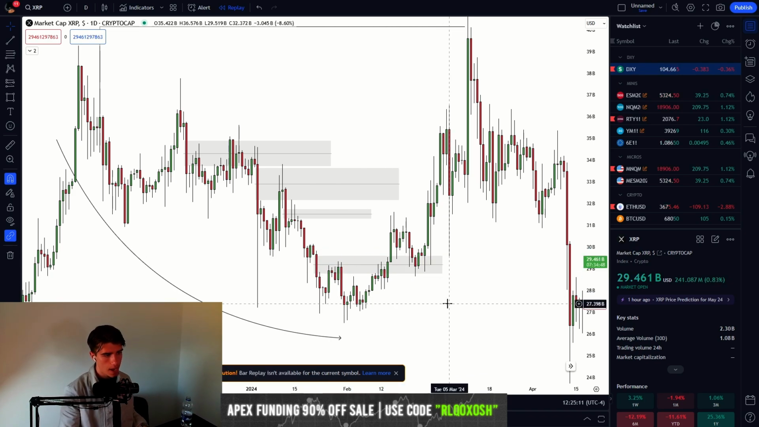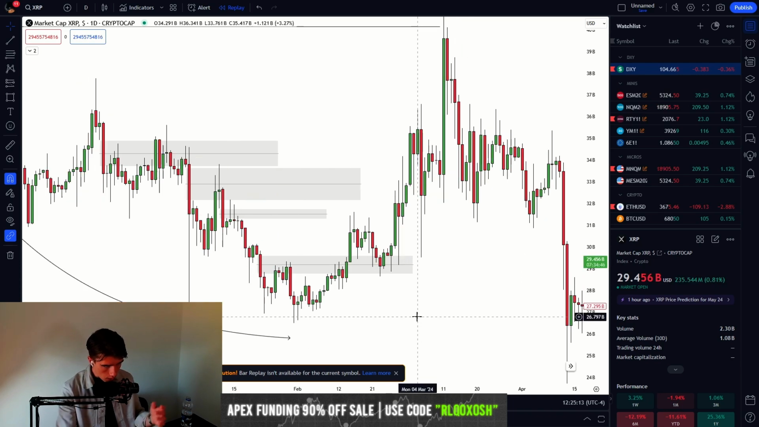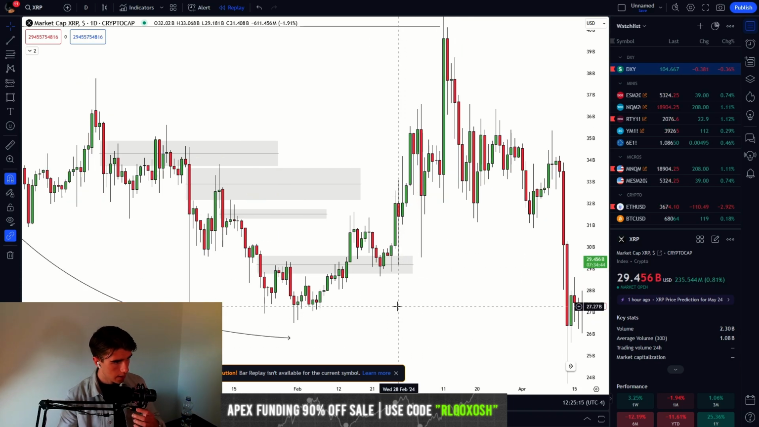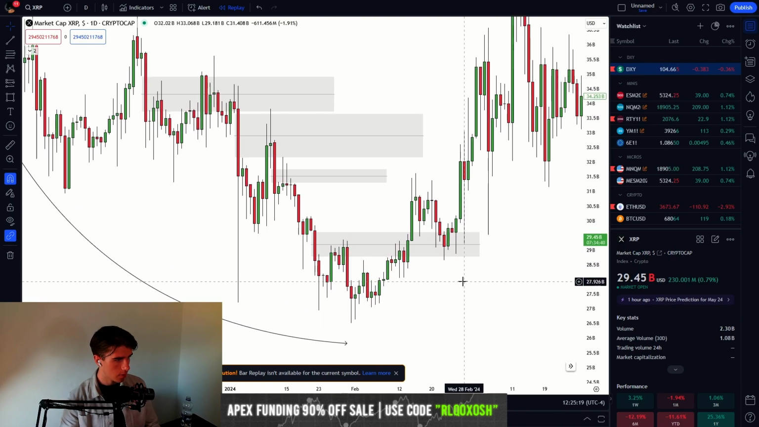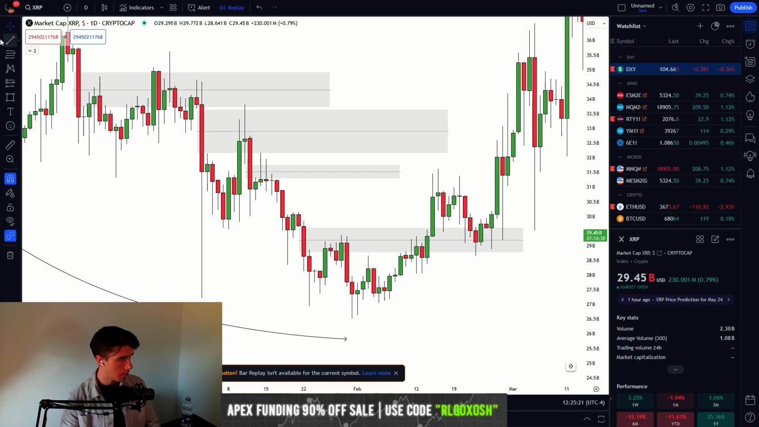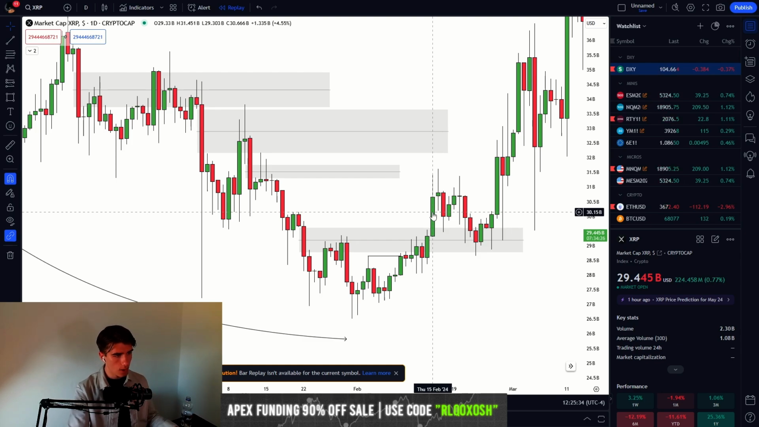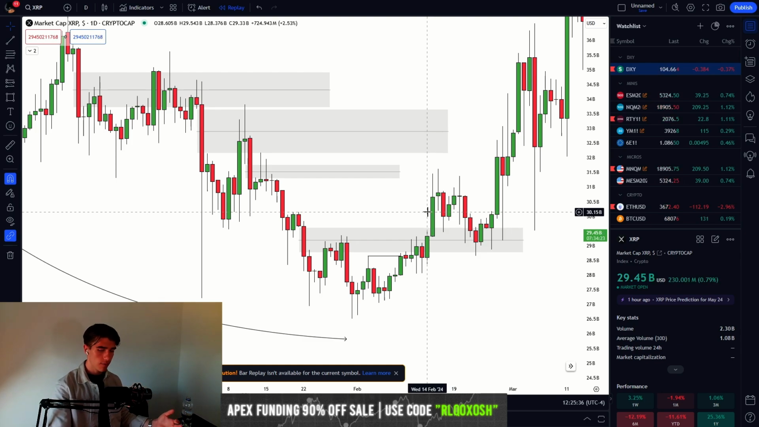And so what happens right here? We violate this imbalance, right? Am I comfortable saying, okay, I'm expecting a reversal because we got a market structure shift right here? No, I'm not comfortable saying that, right? Because I need the closure above this imbalance in order to validate that market structure shift, which I got right here. So once this candle closed, I was now comfortable looking for my entry.